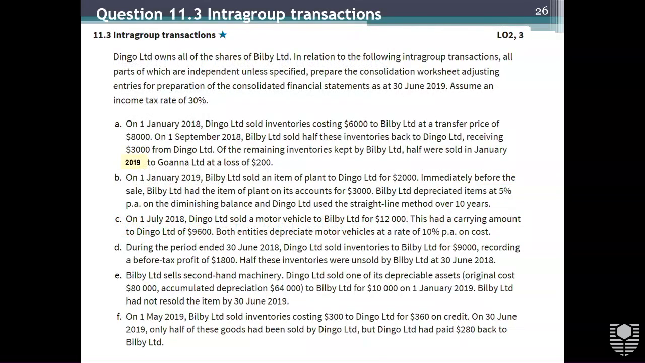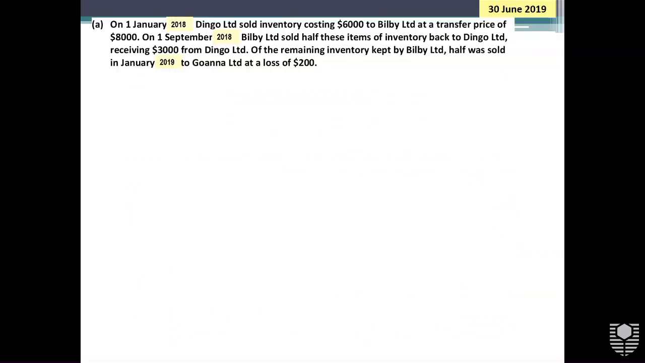So 11.3, it starts to go a little bit different. Do you want me to keep going through the rest of them, or you're right? Okay, so 11.3 over the page, we've got a new parent and a new subsidiary. Dingo owns all the shares of Bilby. So Dingo is the parent, Bilby is the subsidiary. Again, all parts are separate unless otherwise stated. We've got a tax rate there of 30%.